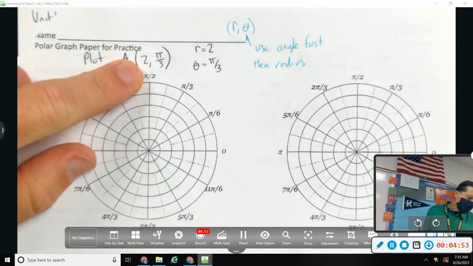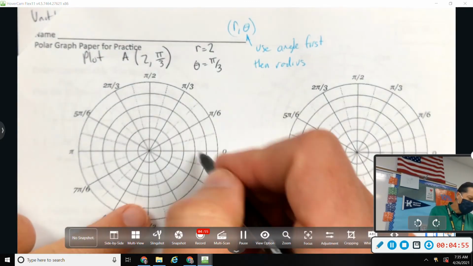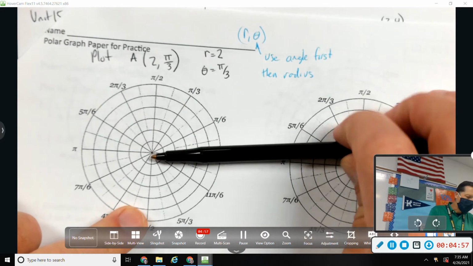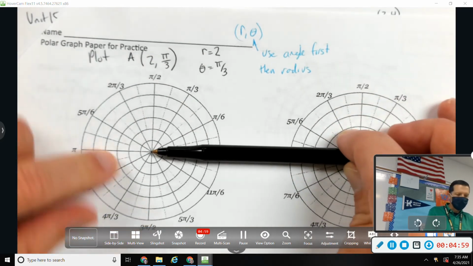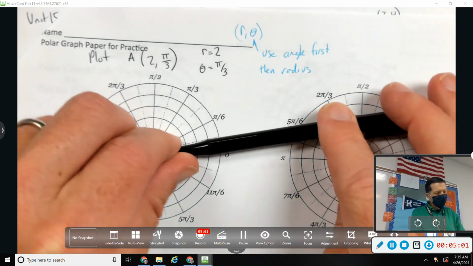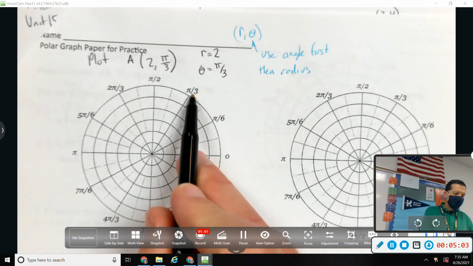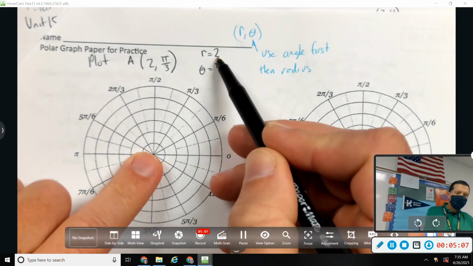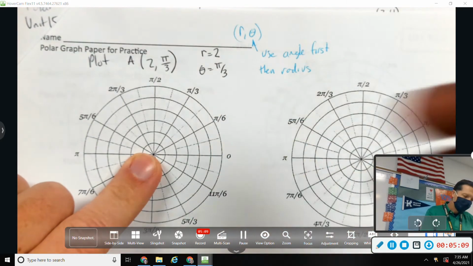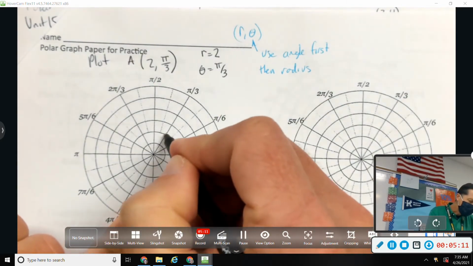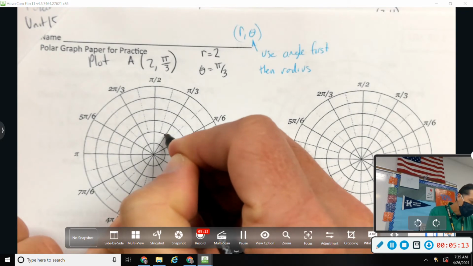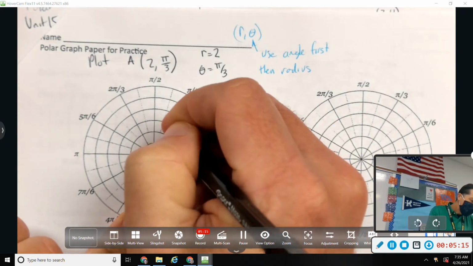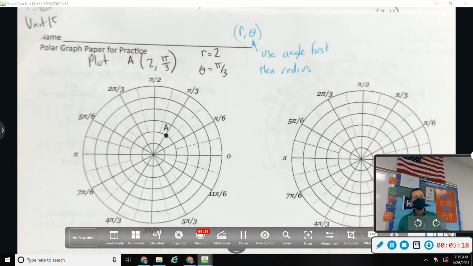If the angle's pi over 3, that means I want to rotate up from 0. Here's standard position, the positive x-axis. I want to rotate pi over 3, so it's nice and labeled. That puts me on this angle. And radius is 2, which means I want to go 2 out from the center. 1, 2. So there's point A. Rotate pi over 3, go out 2.